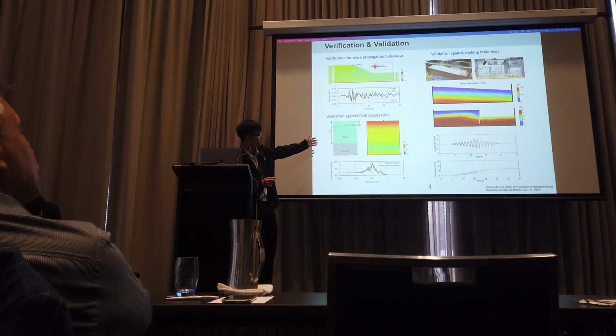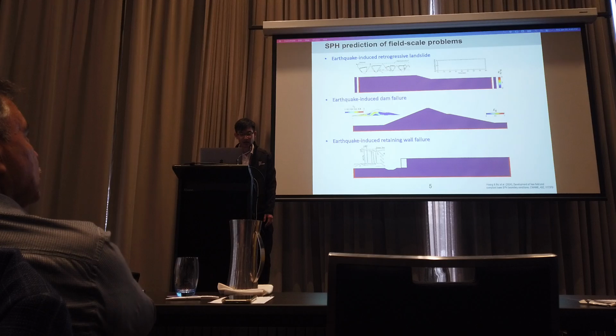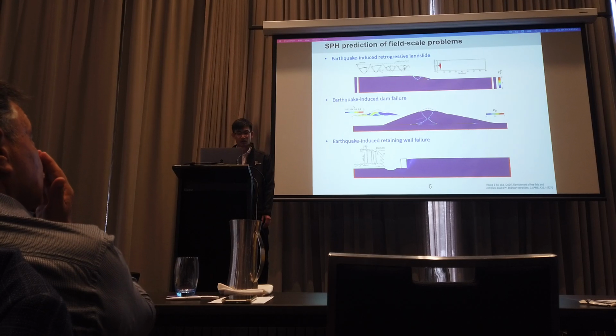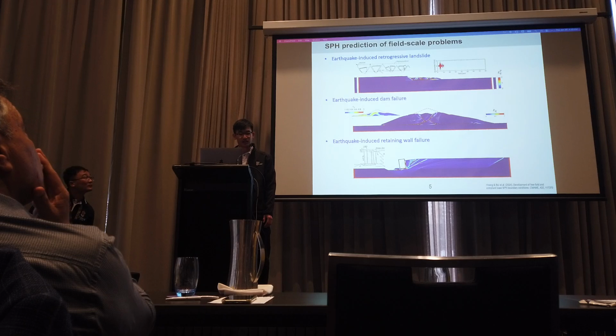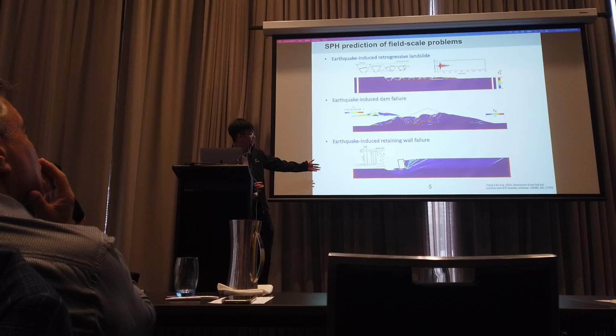So here we compare our solution with the seismic response observed at the field during the real earthquake. And we also compare our solution with the shaking table test available in the literature. Here we compare our solution for the excess pore water pressure, the acceleration response, and also the soil deformation. We further apply our proposed framework to solving the boundary value problem, including the earthquake-induced retrogressive landslide, the earthquake-induced dam failure, and also the deformation of a retaining wall here.